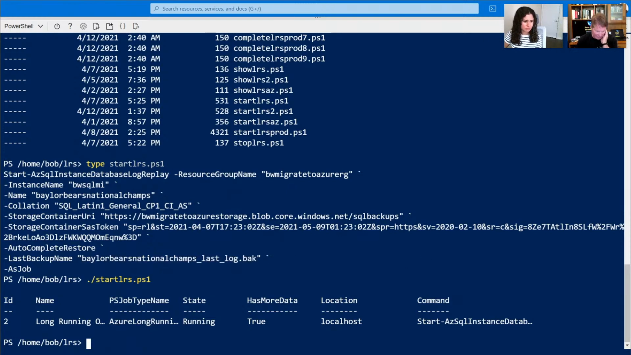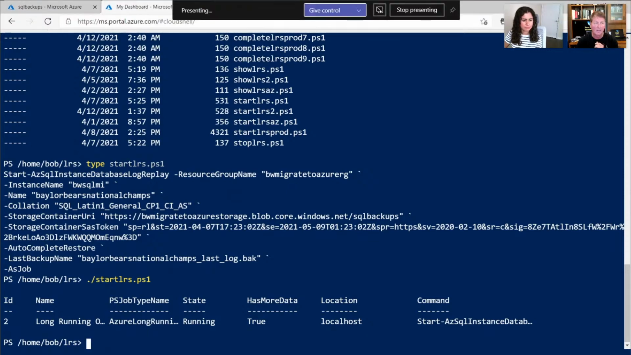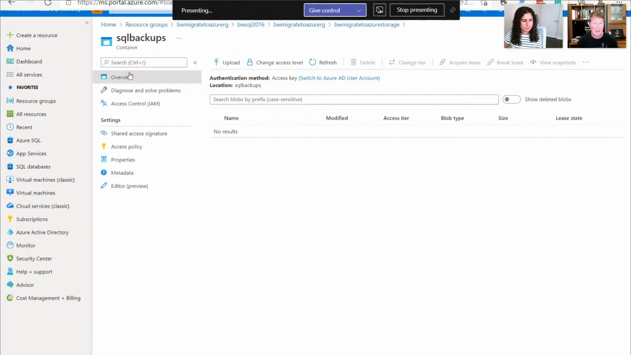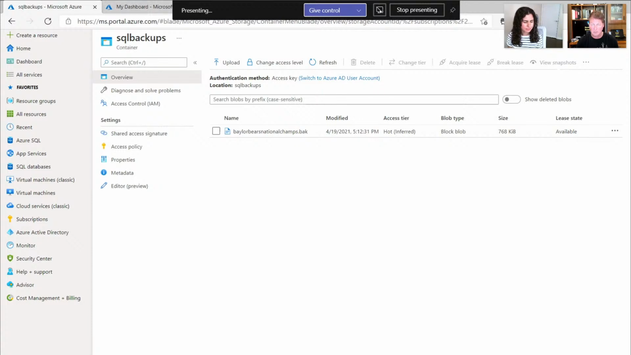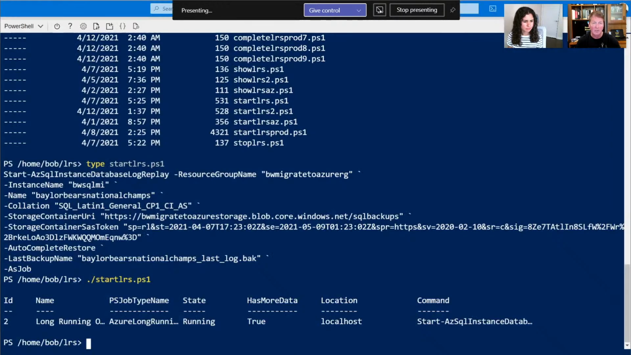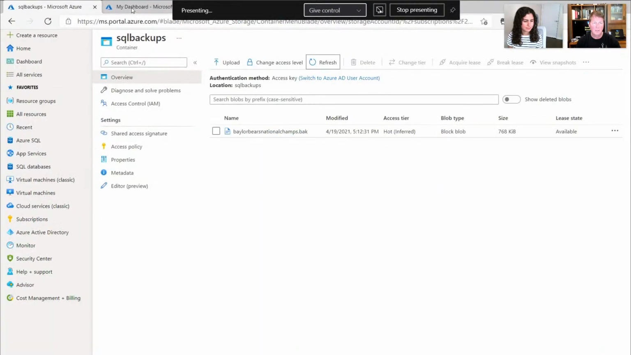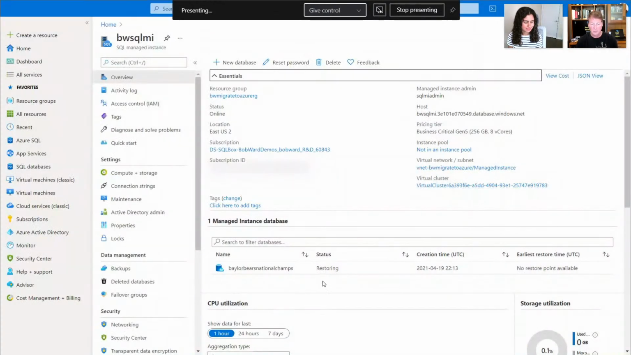So let's go see in the portal if we can see what that looks like. Well, first of all, here's where my backups exist. So this is that Azure storage where the backups are. And so then I'm going to go over here. Let's go. Yeah, sorry. I had it right there. So you see here, it says that the database is in the restoring state.